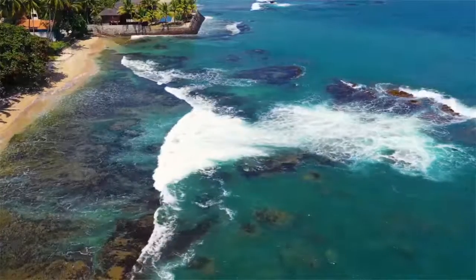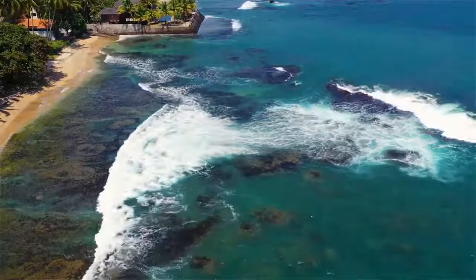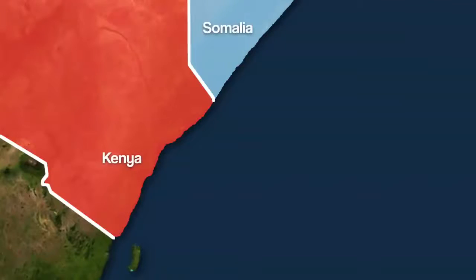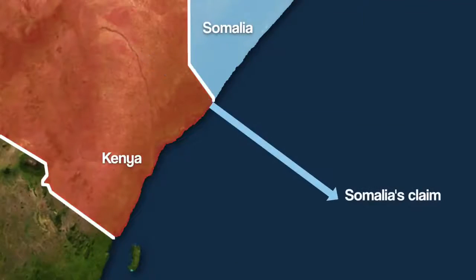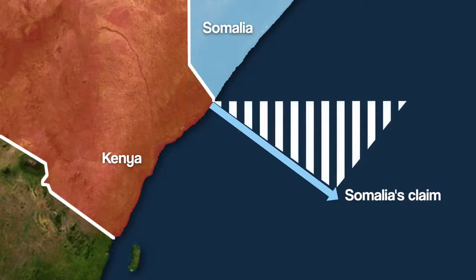So, whichever country gets the ocean gets the resources it holds. At first glance, it seems like Somalia's claim simply follows the direction of the land border, right? But this is not the case, and this dispute is actually a lot more complex and interesting than that.